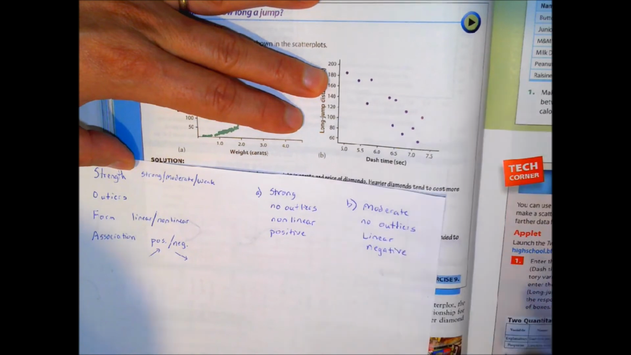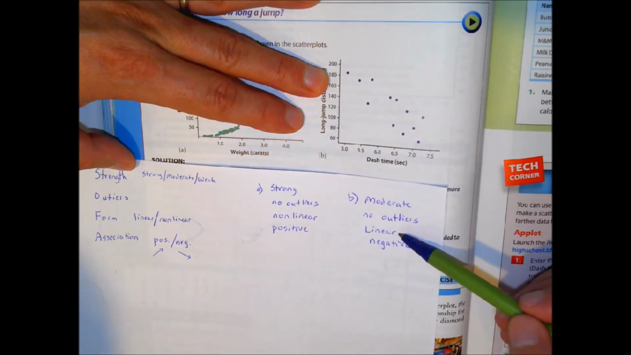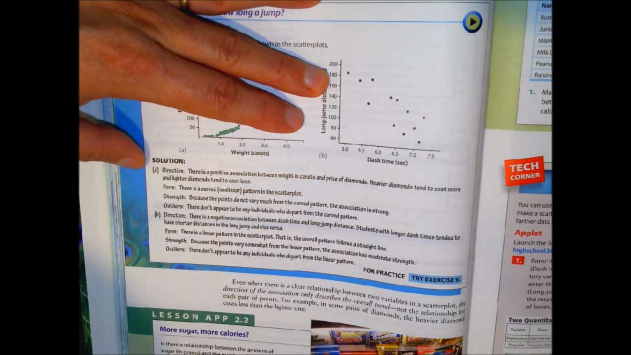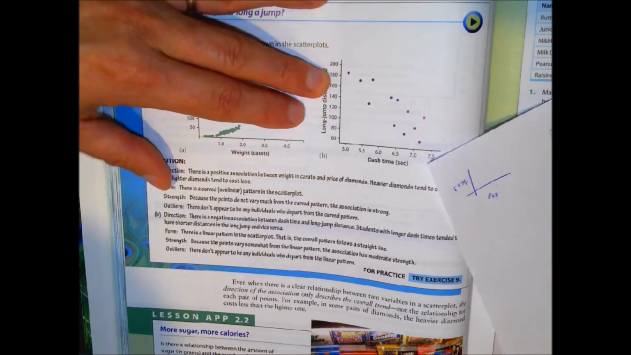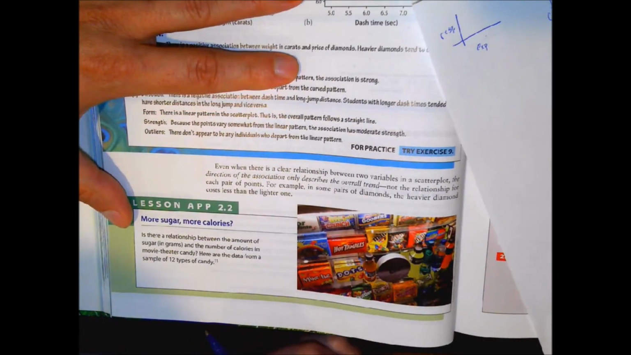Okay, so let's look at this one here. Is there a relationship between the amount of sugar and the number of calories in a movie theater? So what you could do, and actually I'm going to do this in Desmos. I'm going to use this problem in Desmos here in just a second. Okay, so yep, pause it and get it in there.